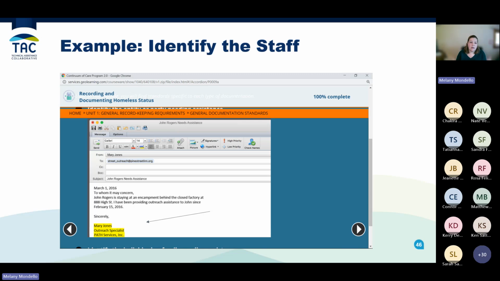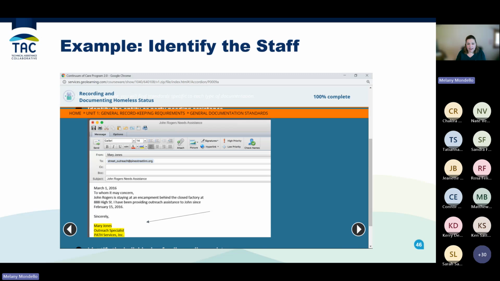But this is an example of what HUD put in, like identify the staff. So here it says Mary Jones, Outreach Specialist, PATH Services. That is what it should say. If it just says Mary Jones, I don't know who Mary Jones is. You may know because you have a professional relationship, you all work together.